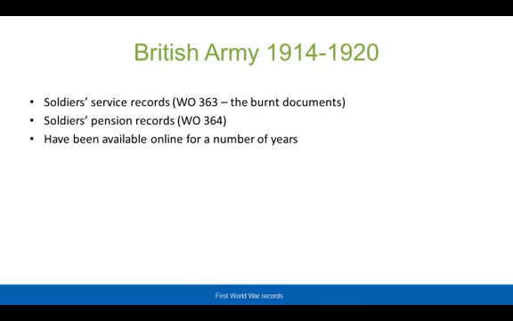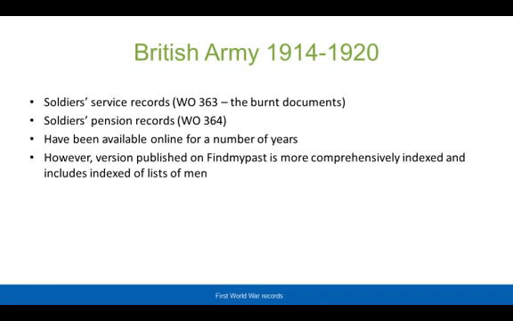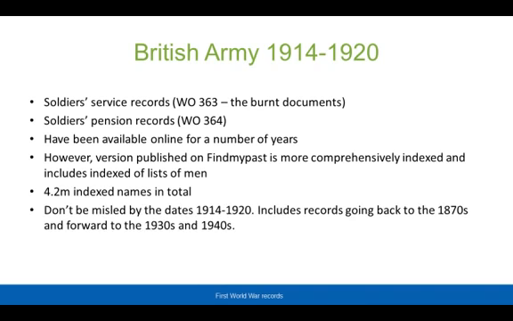Now they've been available online for a number of years, but the version that we've published is far more comprehensively indexed and includes index of lists of men never seen before. So there are 4.2 million index names in total. Don't be misled by the dates, 1914 to 1920. This series includes records going back to the 1870s and forwards to the 1930s and 40s. In fact, I've found correspondence in these files from the 1990s.